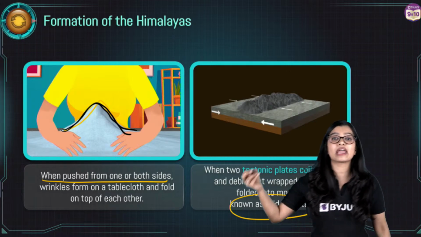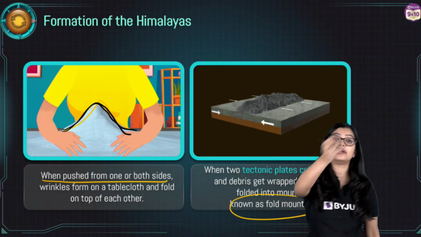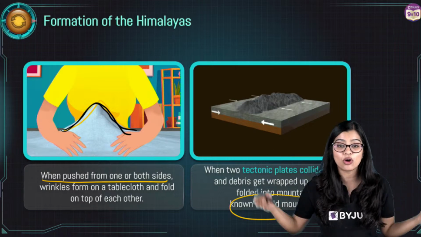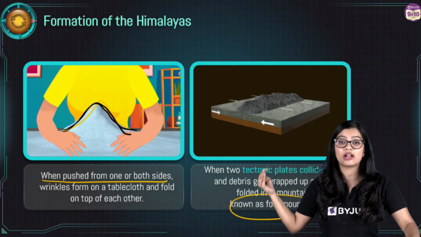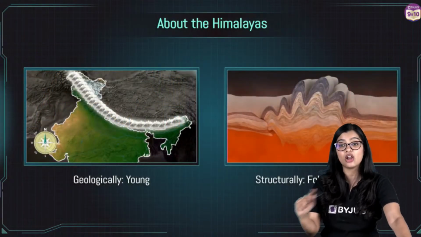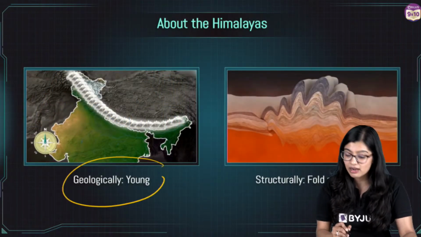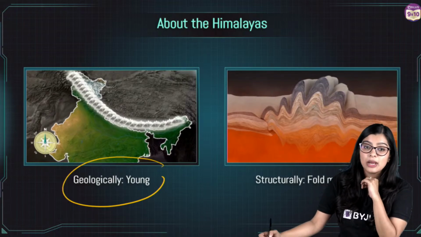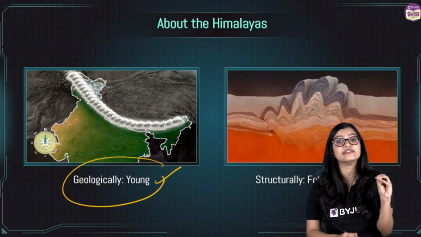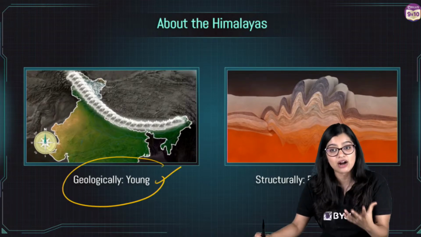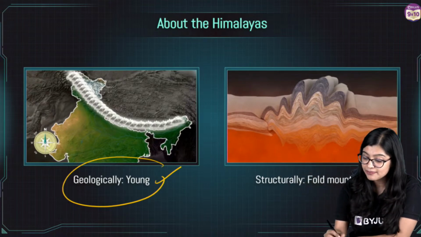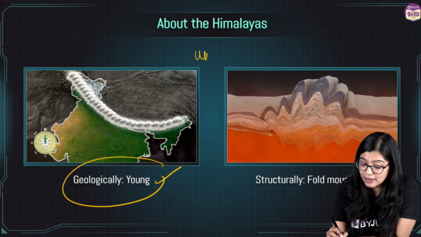So why am I calling my Himalayas structurally fold mountains? Because of the way they are formed, right? The folding process. That is why we call them structurally fold. Now, if you look at it, they are geologically young. That means that my earth has been there for millions and millions of years, but my Himalayas, when compared to when my earth was formed, are relatively new, right? They are relatively young. And interestingly, they are fold mountains and they are unstable.